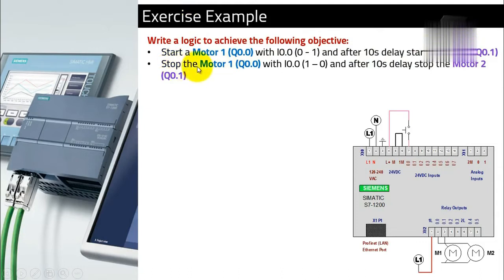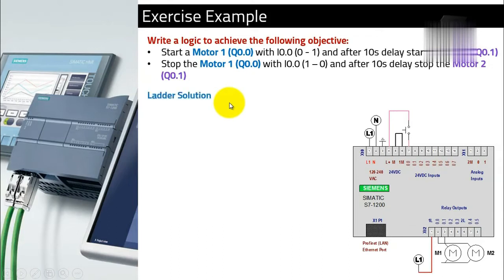Now stop the motor Q0.0 with input 1 to 0. If the input goes off, motor 1 should be off immediately. There is no delay in turning off motor 1 with the input. And after a 10-second delay, stop motor 2. So motor 1 is started and stopped with input I0.0, but motor 2 has an on delay and an off delay as well. If you understand my both videos of T on and T off, you can try this logic with pen and paper. Otherwise, of course, I'm going to show you the solution.